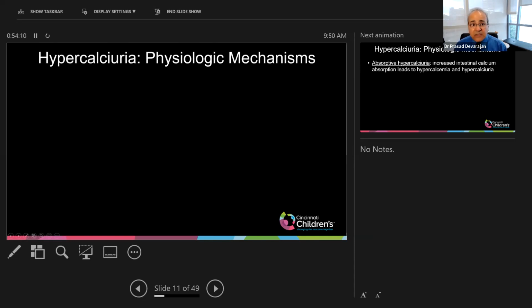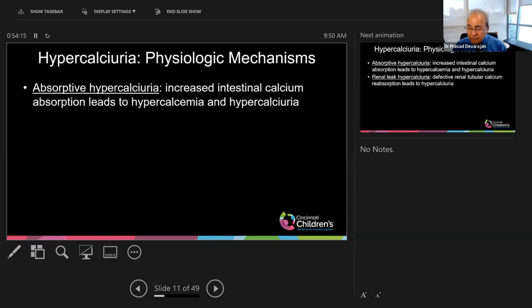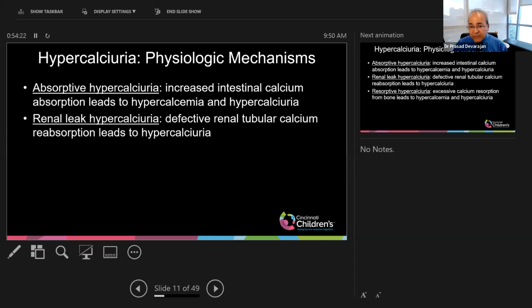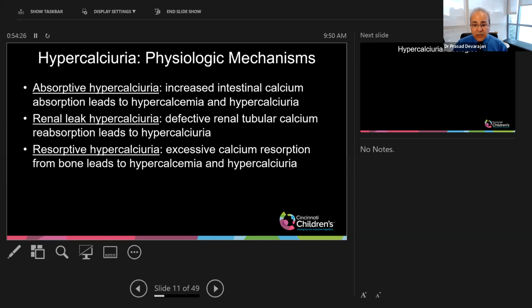What causes hypercalciuria? There are physiologic mechanisms that are very clearly delineated. It could be absorptive, meaning too much absorption from the intestines. Or it could be renal leak, meaning too much leak from the kidney. Or it could be resorptive, meaning excessive calcium resorption from bone, leading to hypercalcemia and hypercalciuria. We'll briefly look at each one of these: absorptive, renal leak, and resorptive.